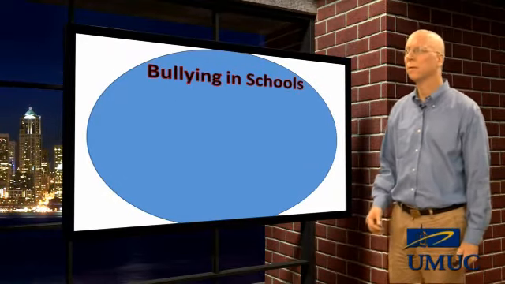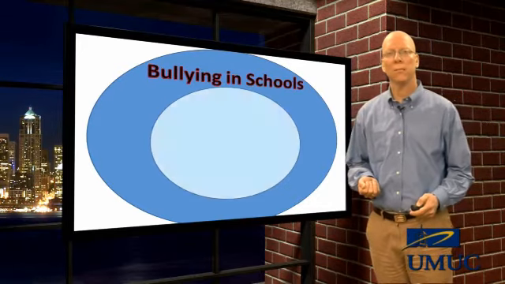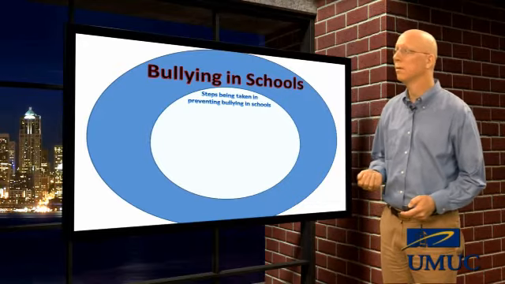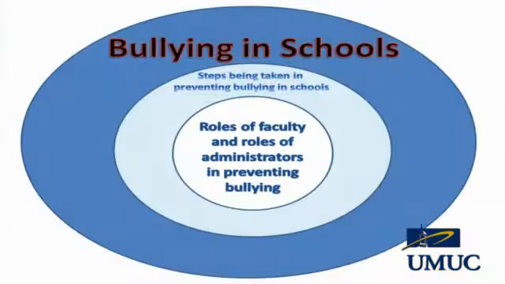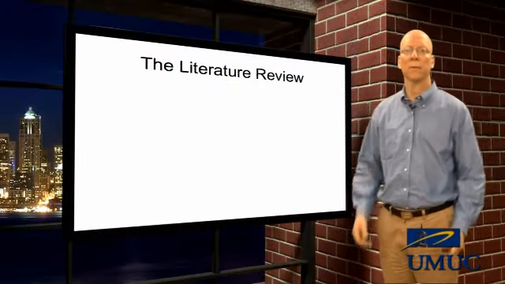Bullying in schools is a very popular topic, but it's a very broad topic. You might focus on steps being taken in preventing bullying in schools. But this is fairly broad as well. For a literature review, you might talk about roles of faculty and roles of administrators in preventing bullying in schools. These are just some ideas on how to approach a topic for a literature review.